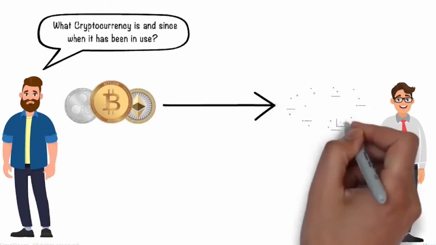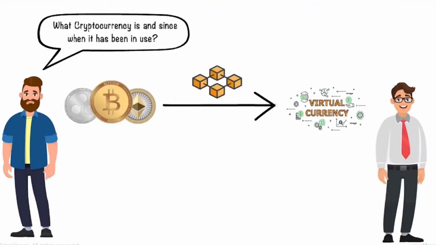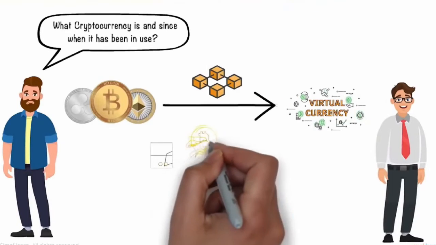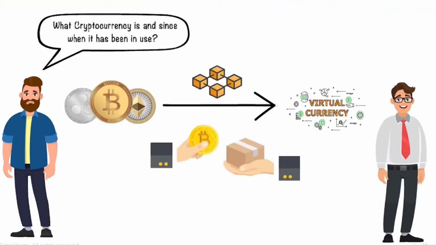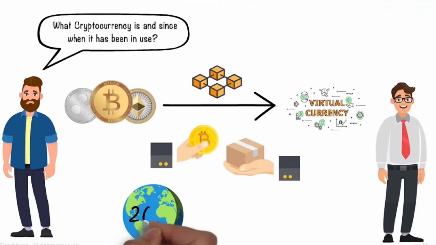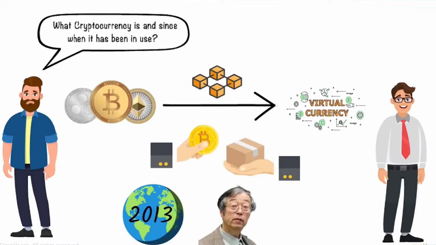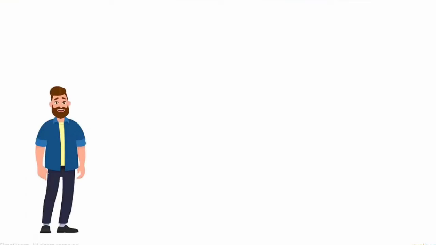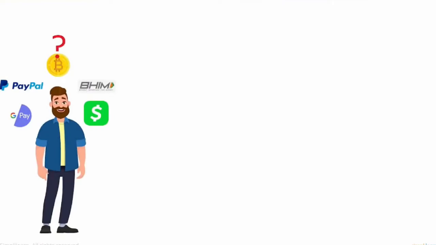Cryptocurrency is a virtual or digital currency that works on blockchain technology and is designed to work as a medium of exchange online to buy goods and services and make payments, which was introduced to the world first in 2013 by Satoshi Nakamoto. Daniel felt that it sounds similar to other online payment options. He asked what makes it so different.